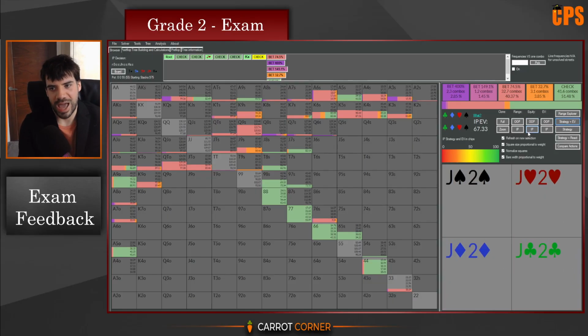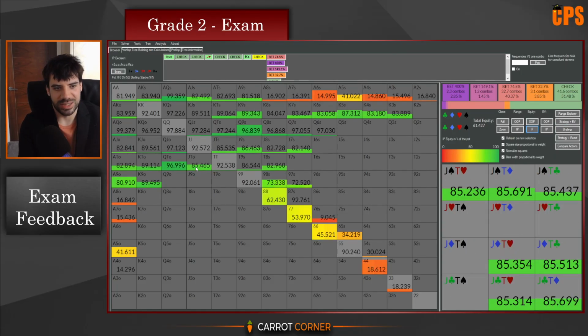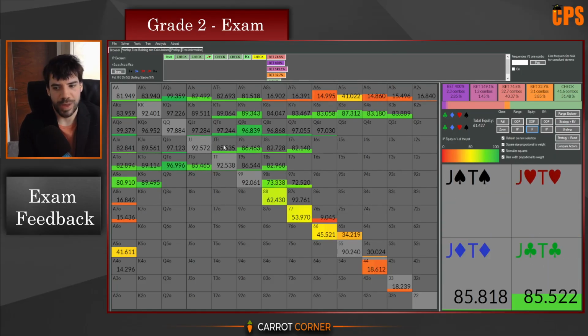When we look at the equity here for the in position player, we can see this hand is classically in the tier 2 belt, coming in at 85%. You may not think it's that high, but it is. Think about how you got there. All right, let's move on to question 4.